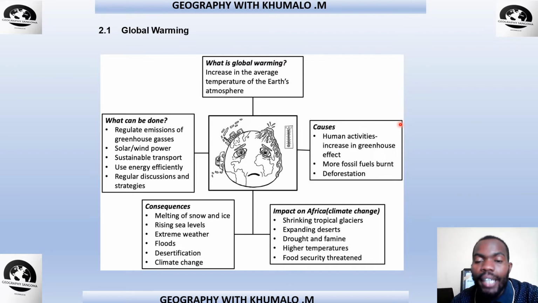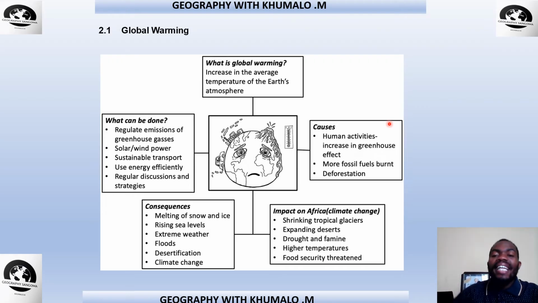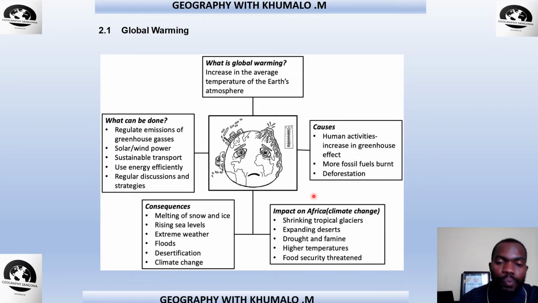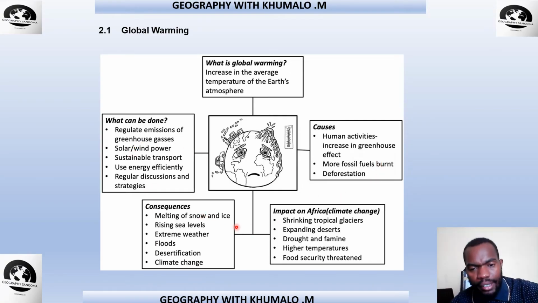Now, human activities increase the greenhouse effect. So the human activities, the things that people do, increase this greenhouse effect, such as spraying deodorant, going for braais, burning fossil fuels, and industrial and manufacturing companies. They lead to more greenhouse gas effect. More fossil fuels burned, and deforestation, which is the cutting down of trees. Now, what are the consequences?